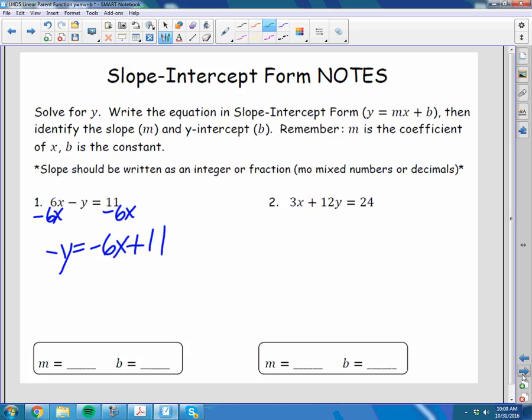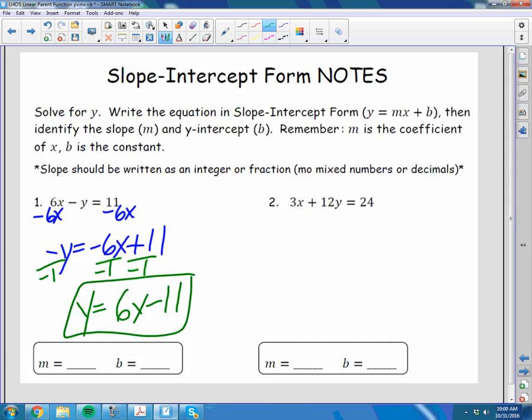What do we do now, because it's still not in slope-intercept form? Madison? Divide everything by negative 1. Perfect. We're going to divide everything by negative 1 individually, and what we end up with is y equals 6x minus 11. Please don't write plus negative 11. Do not write plus negative 11. We don't do that anymore.